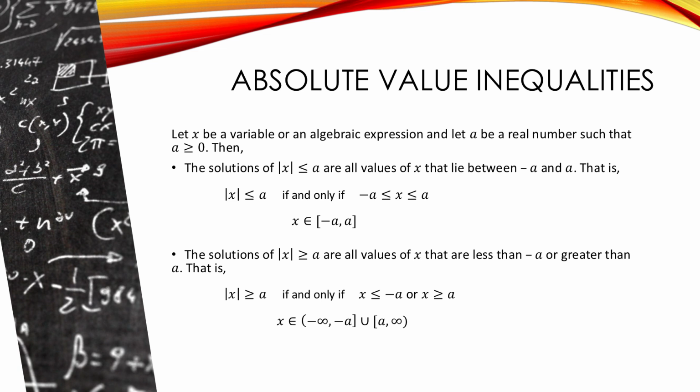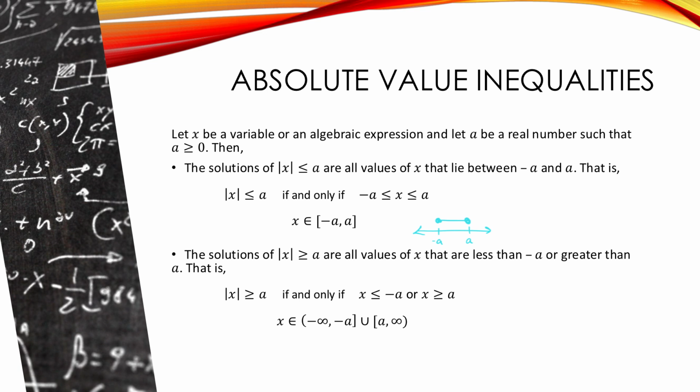The way that we write this in set notation is we say x is in the interval negative a to a. On a number line, what does that look like? It just means on our number line, we have a negative a and a. We are filled in and connected.